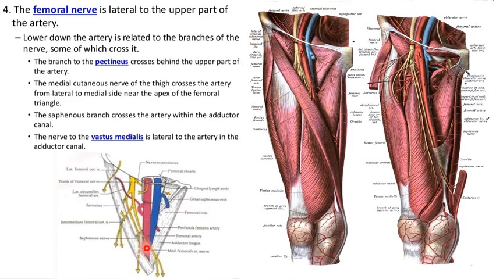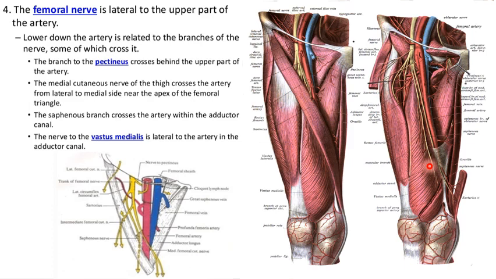And in the adductor canal, it crosses the femoral artery from lateral to the medial side. And this long nerve, which is called the nerve to vastus medialis. This is the vastus medialis. So this nerve to vastus medialis is lateral to the femoral artery also, in the femoral triangle as well as in the adductor canal. Is that clear?